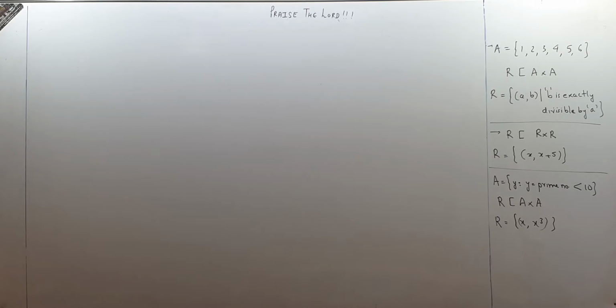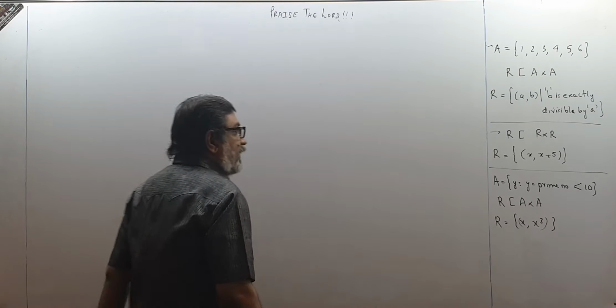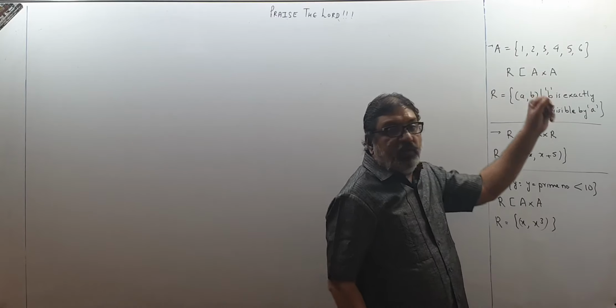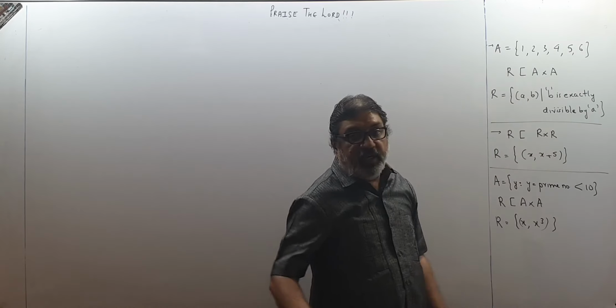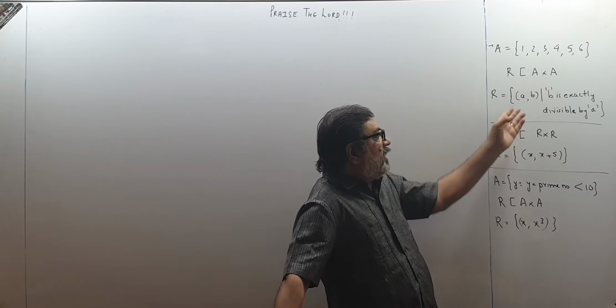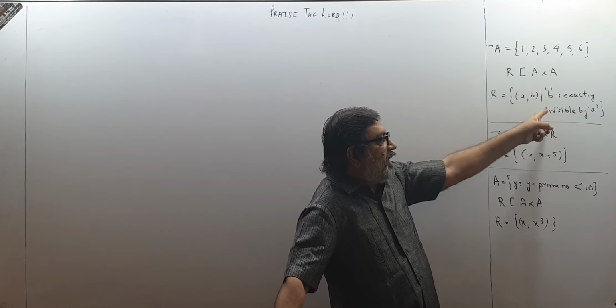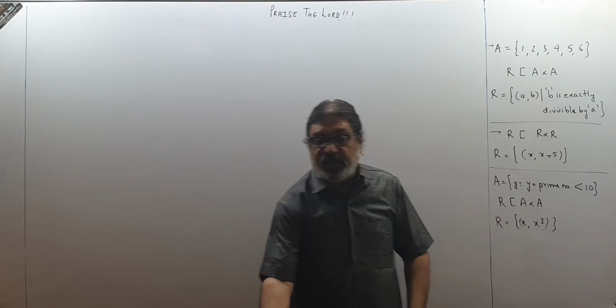Three more sums for practice, children. A is a set containing elements 1, 2, 3, 4, 5, 6. R is a relation in A. R contains ordered pairs (a, b) such that b is exactly divisible by a.